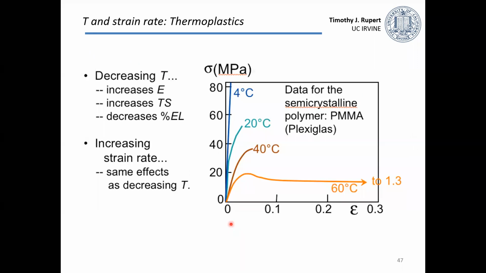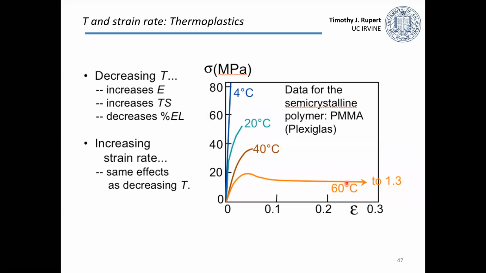The last few slides will talk about things like temperature and strain rate. So if we limit ourselves to thermoplastics for now, as we decrease the temperature, we're going to change the mechanical properties of our sample. This is showing at 60 degrees C. This material is relatively weak and it can really stretch out quite a bit. As we reduce the temperature to 40, 20, and 4 degrees C, the material gets stronger and stronger. The stiffness goes up, the Young's modulus, but our strain to failure or our ductility is reduced.